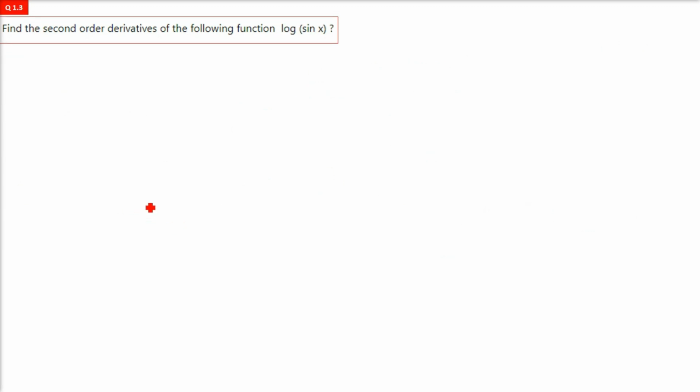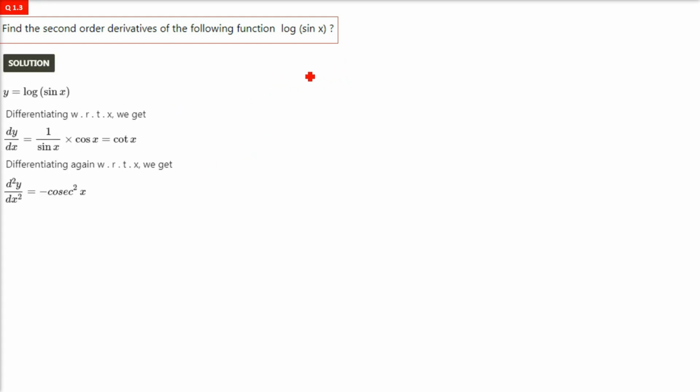Next one is log sine x. Same thing we have to do. Second order derivative, that is differentiate the function twice. So you have y equals log sine x.